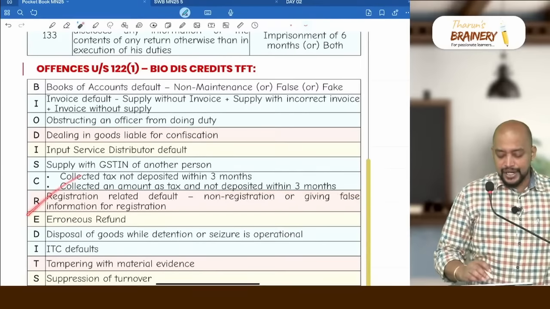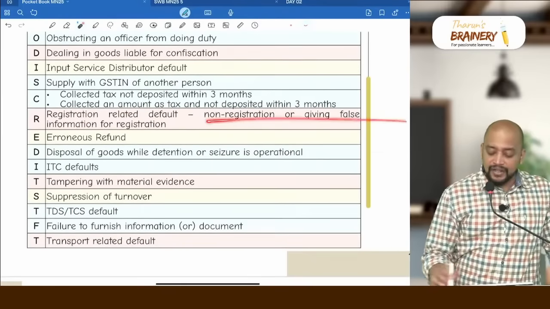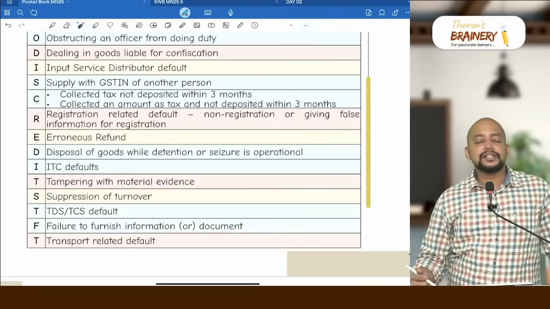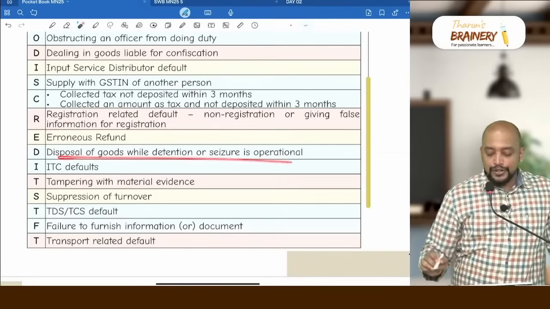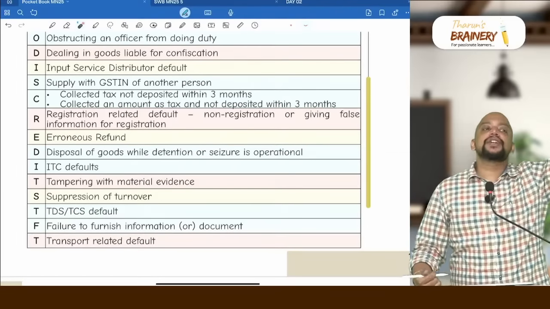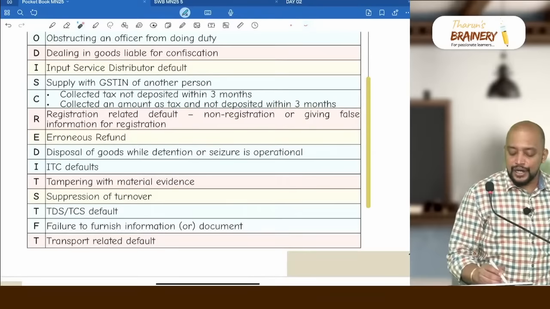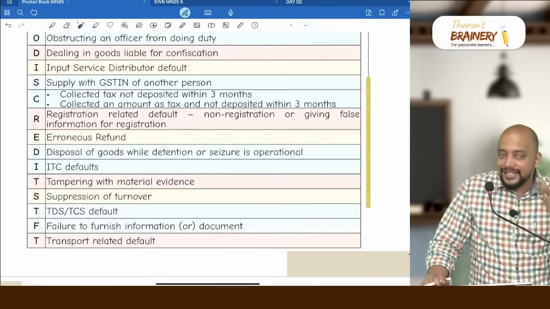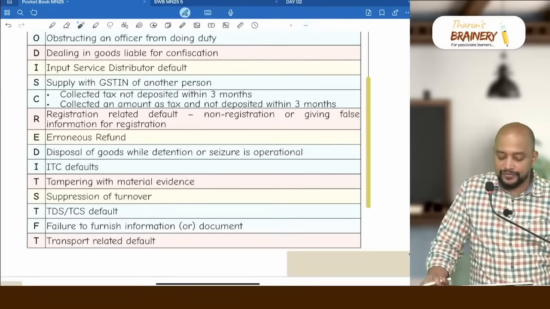R for registration related default. Registration related default means not getting registration or giving false information for registration. E for erroneous refund. Erroneous refund means I am not supposed to get a refund, but I got the refund. D, disposal of goods while detention or seizure is operational. That is, they have already seized the goods, and while the proceedings are going on, I barged in, took my goods and came out. That is called disposal of goods while detention or seizure is operational. The moment seizure happens, possession is with them, but I tried to take those goods and disposed of them.